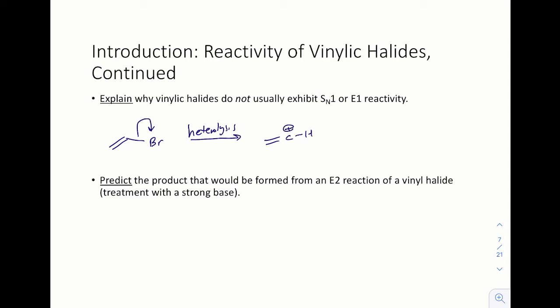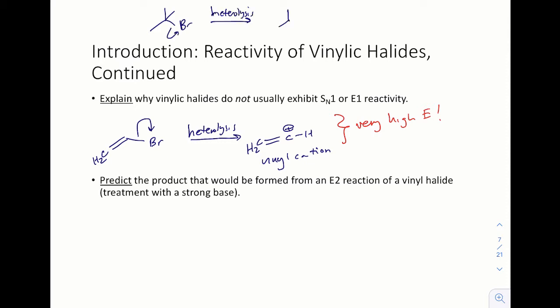This would generate a vinyl cation, which is very high energy. Both SN1 and E1 proceed via heterolysis and then coordination or elimination. Let's quickly look at that for an alkyl halide. Both SN1 and E1, again, begin with heterolysis to generate a cation. Tertiary cations are relatively stable for electron-poor cations. Then in SN1, some nucleophile coordinates, right?